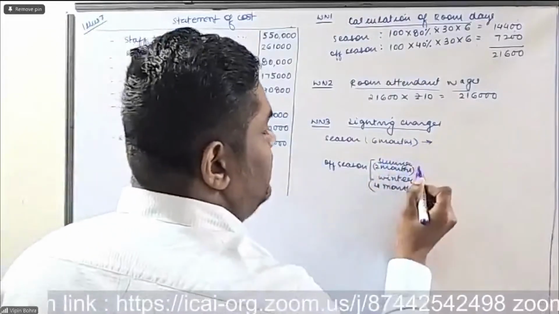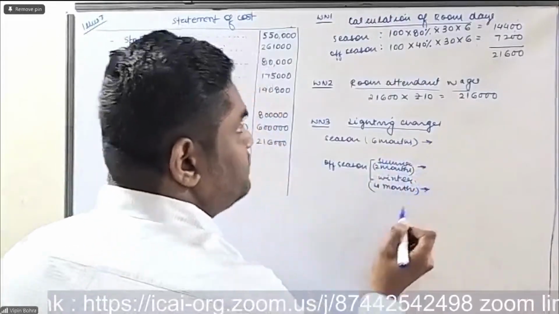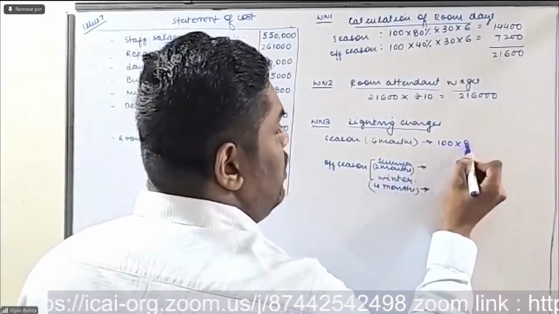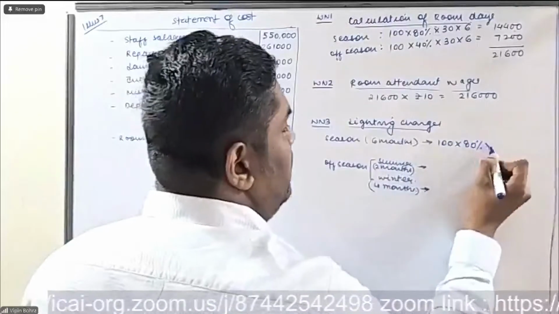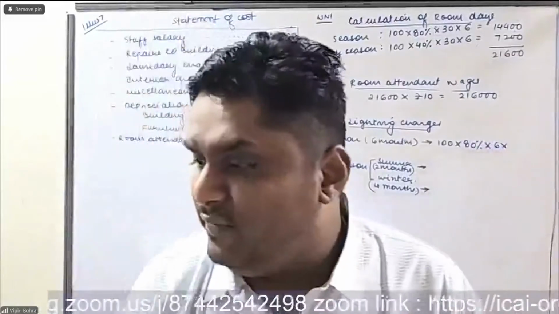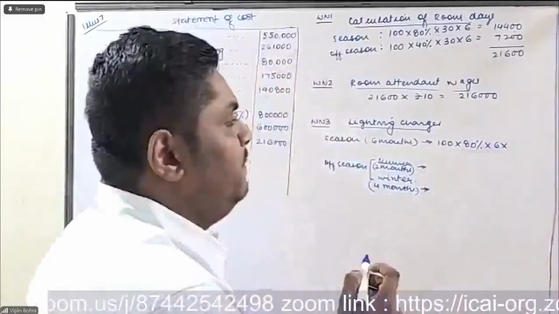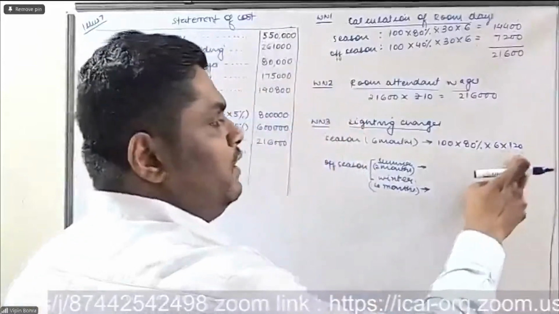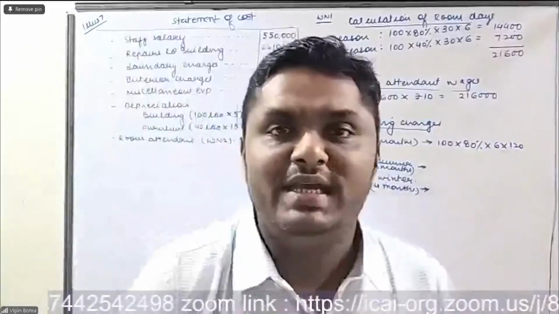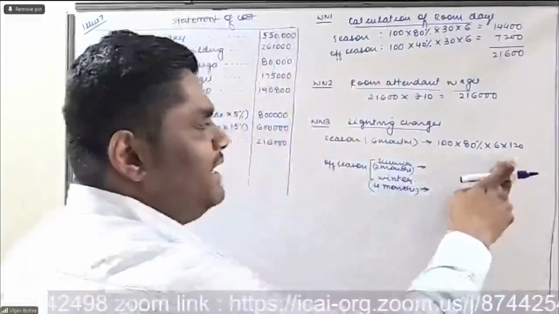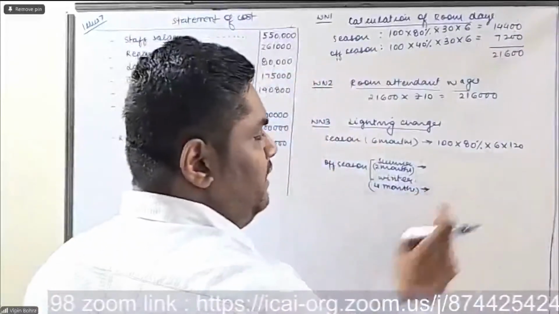So let's calculate the room lighting charges now. Total there are 100 rooms, 80% is the occupancy, into 6 months, and the monthly lighting charges are given, that is 120 rupees per room. Again, these are not daily. If the daily is given, we would have multiplied it by 30 days. But these are the monthly charges. So that's why I'm ignoring 30 here.